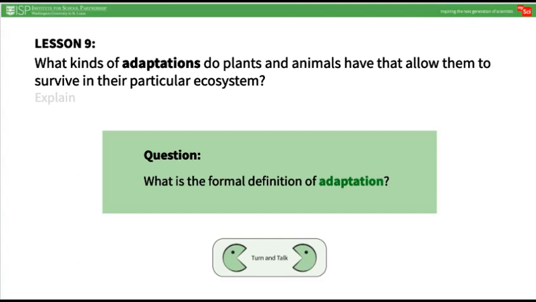Prairie roots are an example of a plant adaptation. The structure of the roots helps the plant get water to survive in the prairie environment. The environment can meet the needs of the prairie plants because of the adaptations they have.